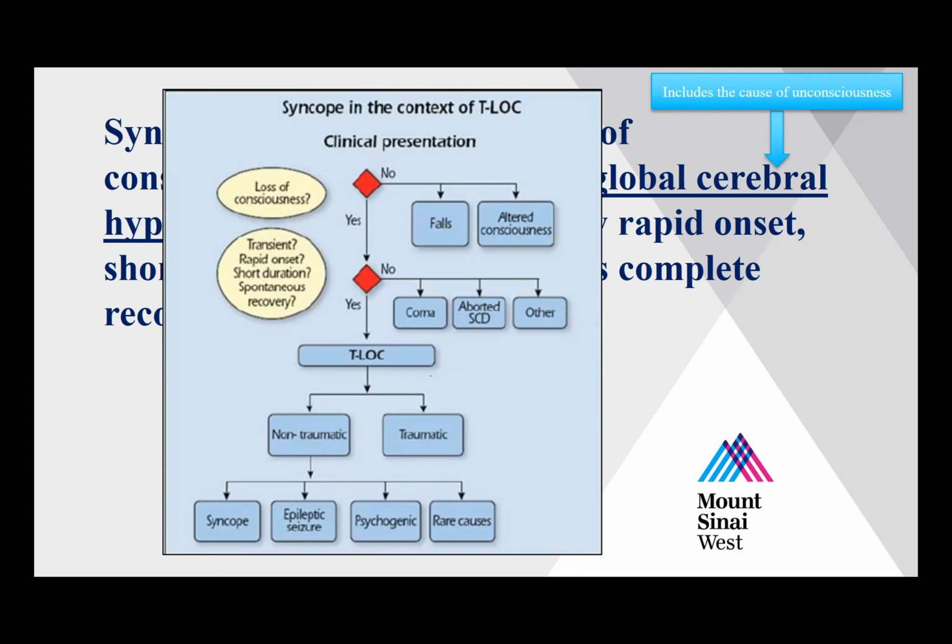Now, if there was a transient loss of consciousness, you're coming into the realm of syncope. Was it traumatic? If it was traumatic, it's not syncope. And then you go down your non-traumatic route. And even in that, you can see there are various causes of people transiently losing consciousness. Syncope is just one of them, right?